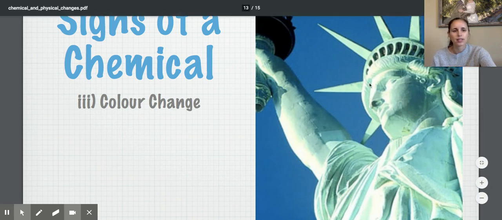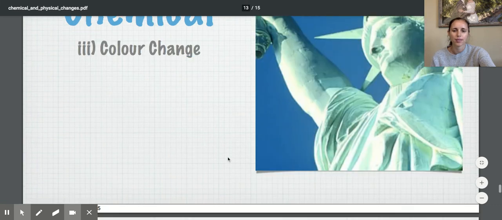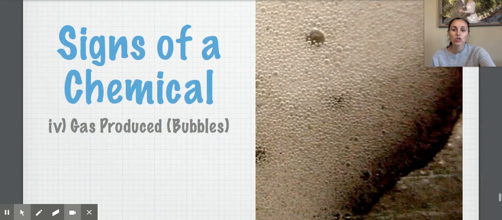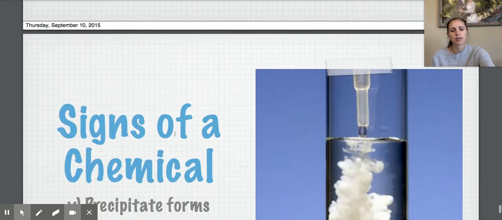A great example of this is the Statue of Liberty. The Statue of Liberty used to be a nice copper color. That copper became oxidized, and now we have this green color here. Gas or bubbles produced. This is the most common sign of a chemical change that we're going to see in our lab. So anytime that you see fizzing or gas bubbles produced, that means that a new substance, that gas, has been formed. It's a sign of a chemical change.